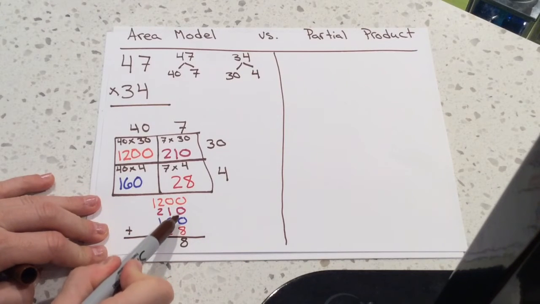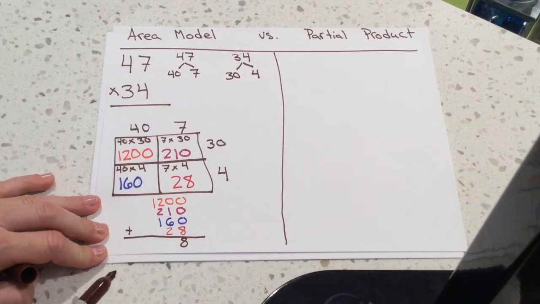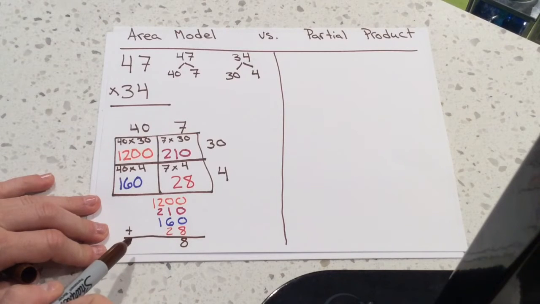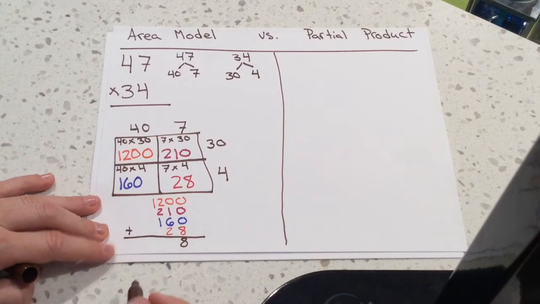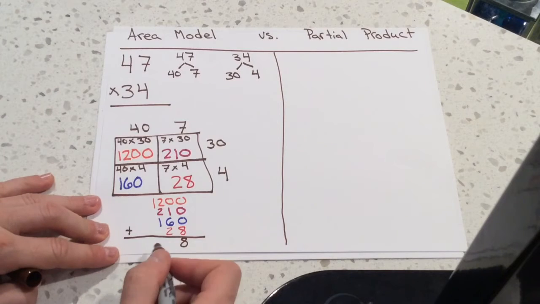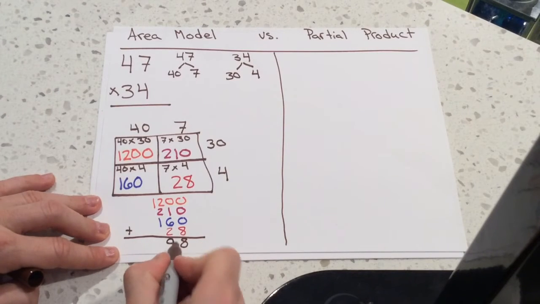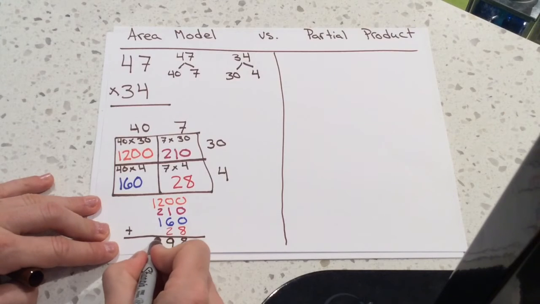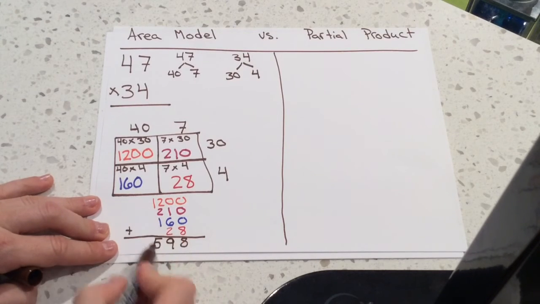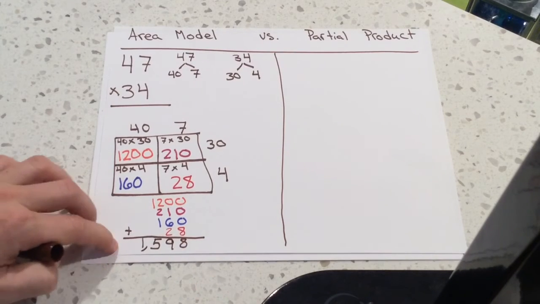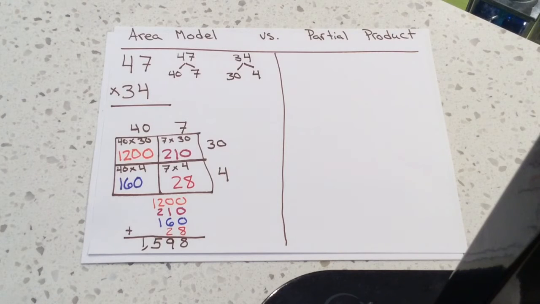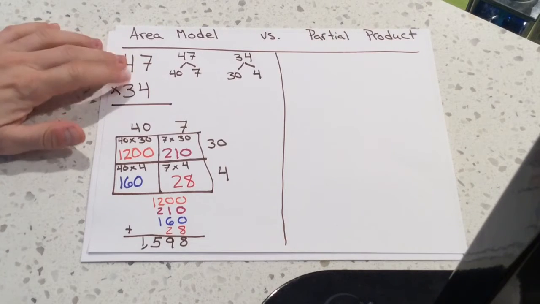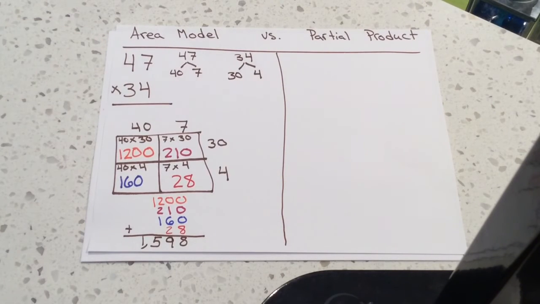So 0 plus 0 plus 0 plus 8 is just 8. 0 plus 1 is 1. Plus 6 is 7. Plus 2 would be 9. 2 and 2 make 4. Plus another 1 would be 5. And then just a 1 in the thousands place. So 1,598.